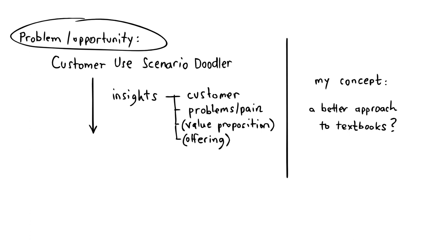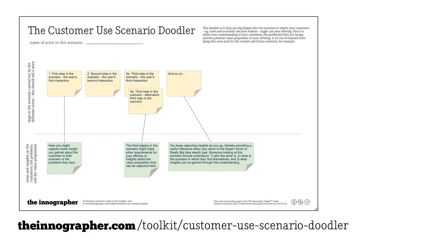I've been in the problem and opportunity space on purpose. I'm talking about the customer use scenario, and I've shown you briefly the doodler that you can use for that if you want to, the tool. And I've talked of how you gain insights about the customer, the problems they're having and the pain points, and about the value proposition of your offering, or requirements of that offering, what it might look like. These are things that we've been able to gather from that. And this is that customer use scenario.